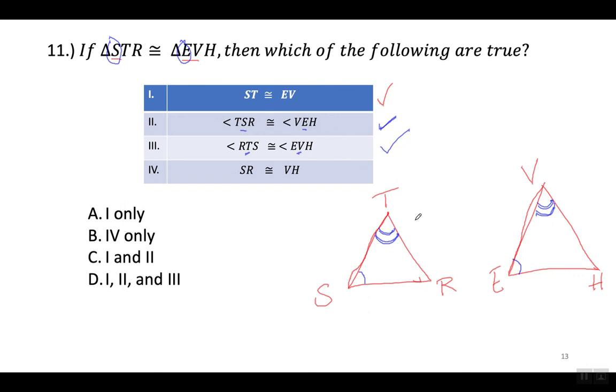Alright, so remember that angle RTS means the same thing as angle STR. And angle EVH is the same thing as angle HVE. They're both referring to the same angle. The last one is the only one that's wrong. El último es que está mal.